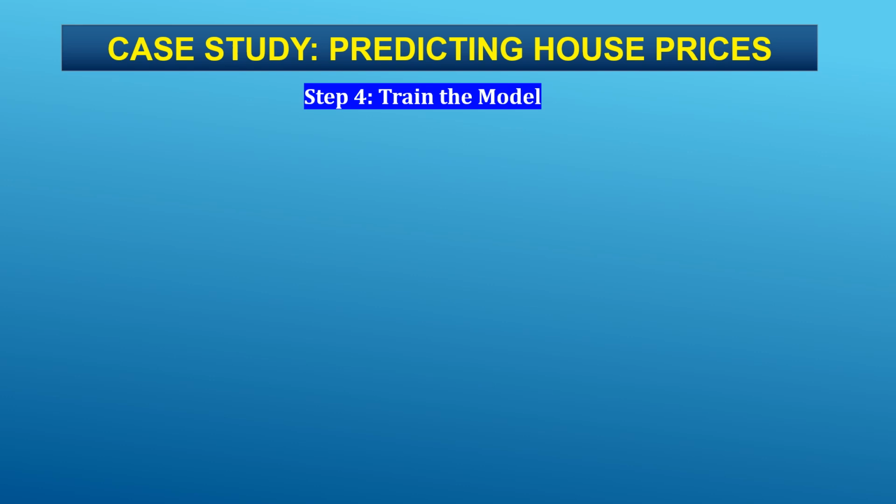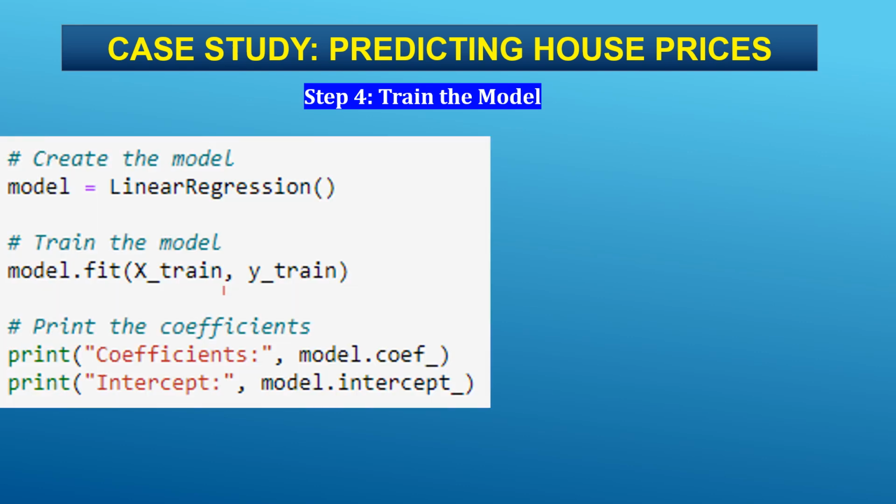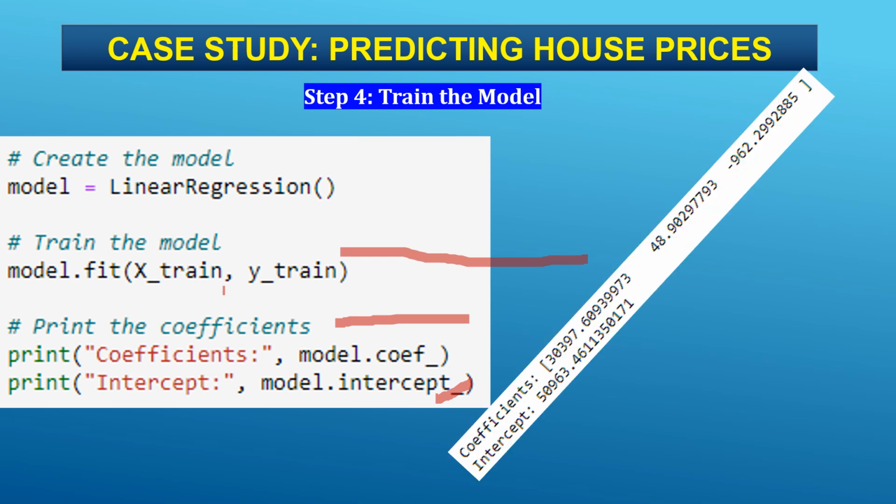Train the model. We will create a linear regression model and train it using the training data. The code is: train a linear regression model, create a LinearRegression model, and then fit X_train and y_train, training the model with the training data. And finally coefficients: we find the features and print the coefficients and intercept of the model. And this is our coefficient result and intercept result.